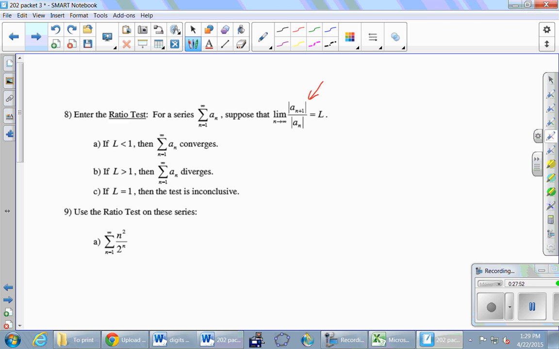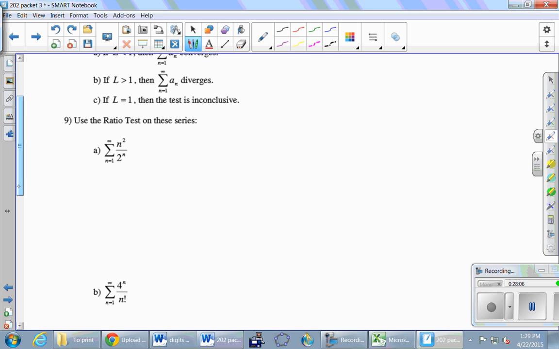Sadly, there's a third condition, which will be the unhappiest condition that you'll see. If you happen to get a limit equal to 1, the test is inconclusive. The series could converge or diverge. This test just doesn't help us. But let's see where the test does help us. How about this example part A, which we couldn't do a minute ago with the limit comparison test.